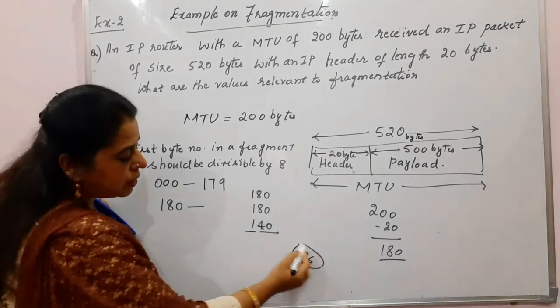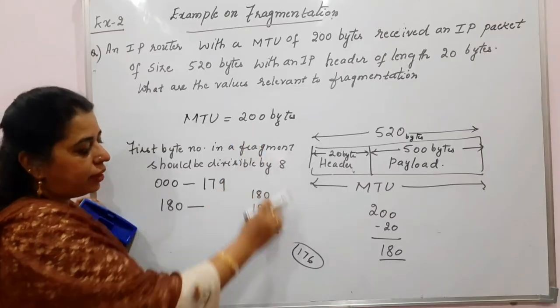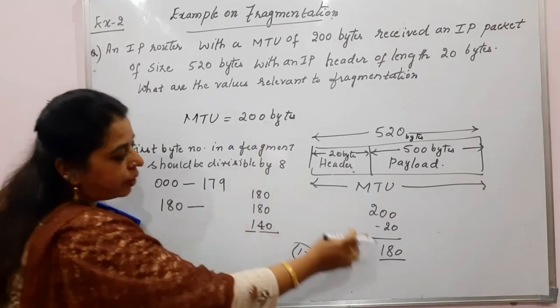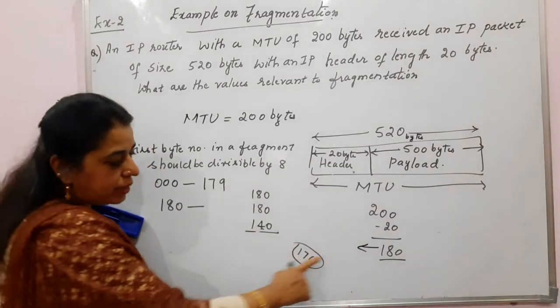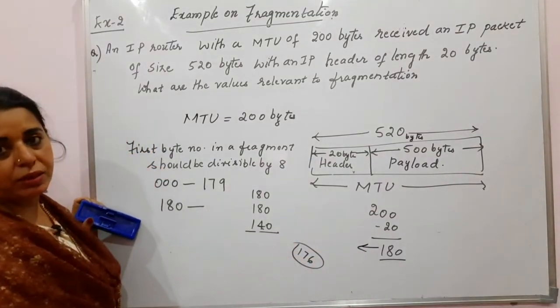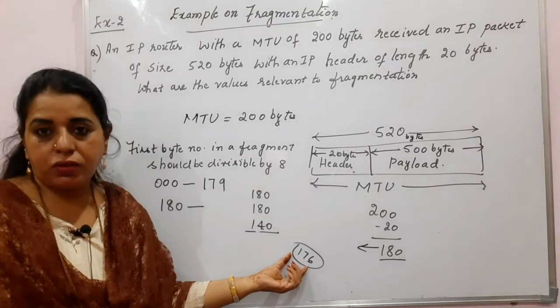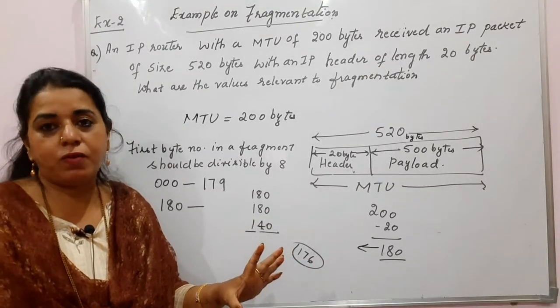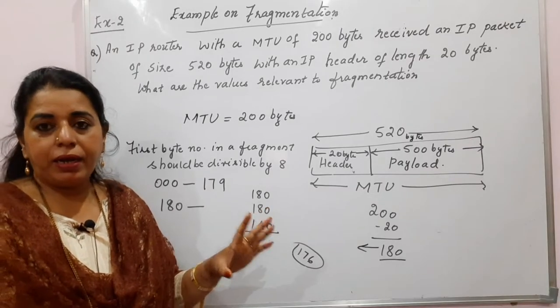Since 176, any number should first of all be less than 200, and in that, less than 180, because the data size is 180 only. Less than 180 but divisible by 8 in this example. So now you have found out that your fragment should have a data size of 176. Total data size is how much? The IP datagram is 500 bytes.